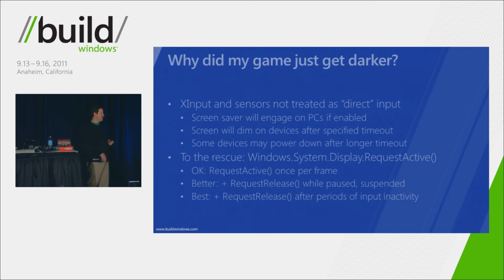Fortunately, we have a solution. On the Windows System.Display, there's a RequestActive method that you can call. The naive approach is to just call this once per frame. A little bit better is to call that once per frame, but also call RequestRelease when the game is paused or suspended. And then finally, probably the best thing to do is have some sense for when input has timed out, like you haven't seen a change in input for a while, and then actually call RequestRelease at that point.